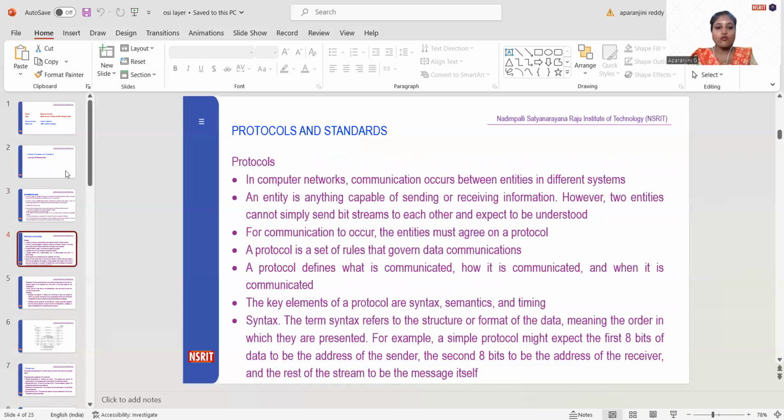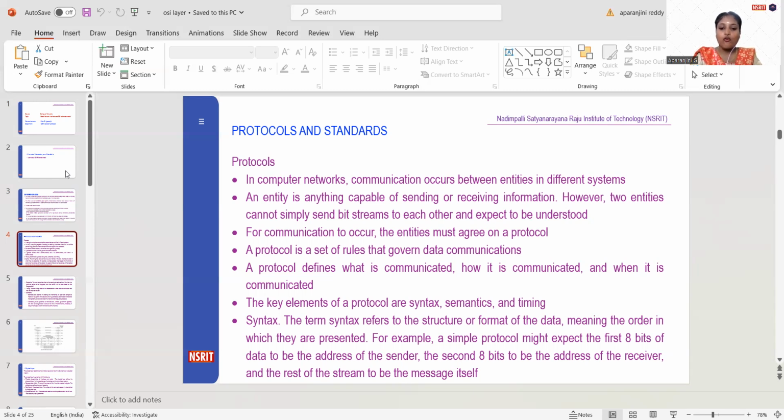Next, we are going to see protocols and standards. In computer networks, communication occurs between entities in different systems. An entity is anything capable of sending or receiving information. However, two entities cannot simply send bit streams to each other and expect to be understood. For communication to occur, the entities must agree on a protocol. A protocol is a set of rules that govern communication. A protocol defines what is communicated, how it is communicated, and when it is communicated.